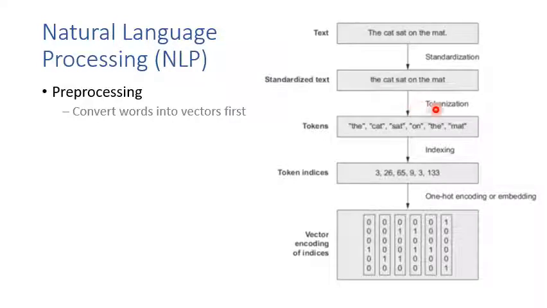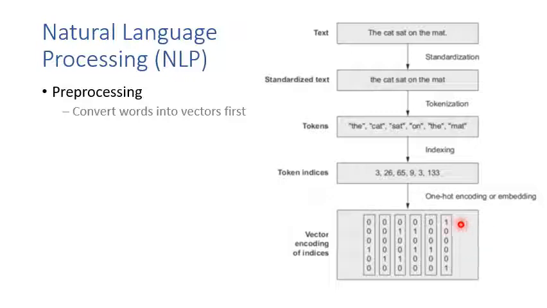Then we need to do the tokenization. We split the sentence into words. So there are a lot of words, or you can call them tokens. Then we do the indexing to make the token index convert each word into a number. And finally, we do one-hot encoding, or you can call it embedding. So we convert all the tokens into a one-hot encoding index. This is the typical flow of natural language processing.